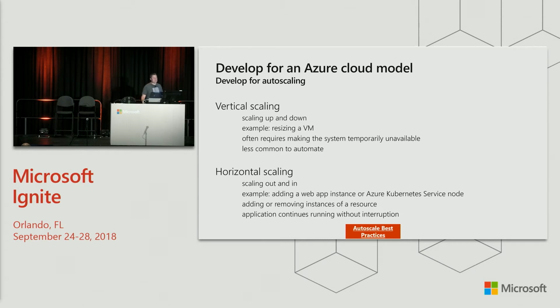Horizontal scaling is most common to actually automate. We're scaling out and in, essentially adding other instances, say of a web application or an Azure Kubernetes Service (AKS) node. So we're scaling that out and in. And this would actually not impact, or hopefully not impact, application performance or uptime. Well, we're hoping it positively impacts application performance.